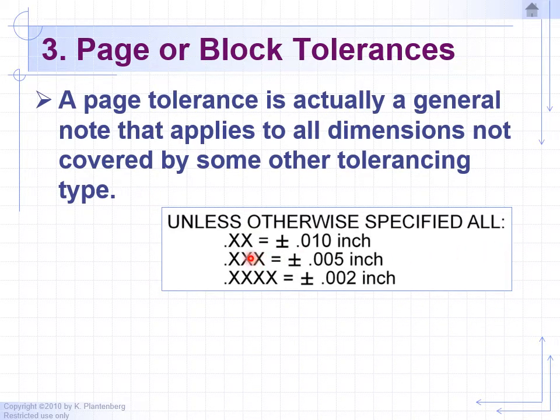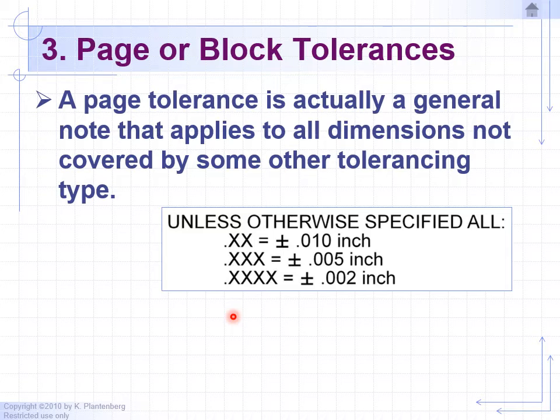So the machine shop, they'll look at your dimension. Let's say you have 1.00. That's 2 decimal places, so they'll go to this note. They know they can be off by plus or minus 0.010. If your dimension is 1.000, 3 decimal places, then they'll apply a tighter tolerance of 0.005 inches, which is about the thickness of a hair.